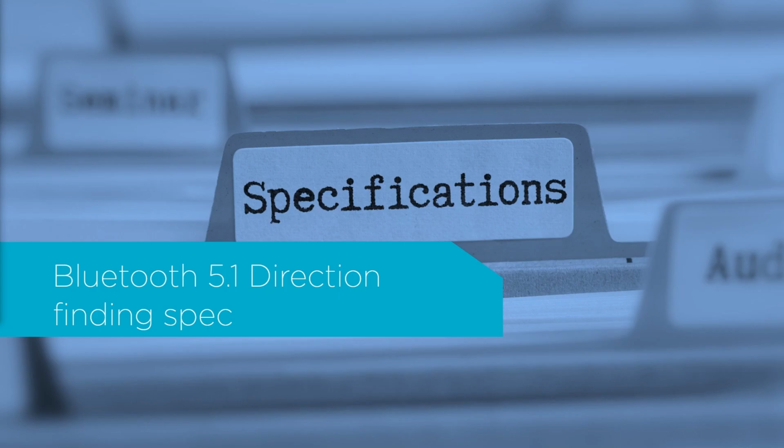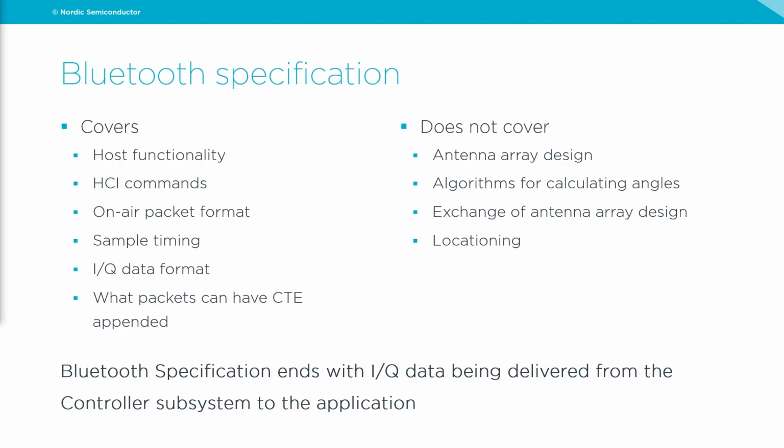So when it comes to the specification, the Bluetooth specification covers all of the things that are on the physical side there. So it does cover the host functionality. It covers the HCI commands to use together with the direction finding or with the CTE and setting up the radio and all these kind of things. It does, of course, set up the on-air packet format, how the sample timing should work, both for AoA and AoD and so on, and it fixes the IQ data format. And it also links in what packets can have the CTE appended to it.